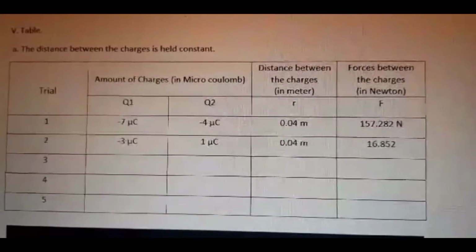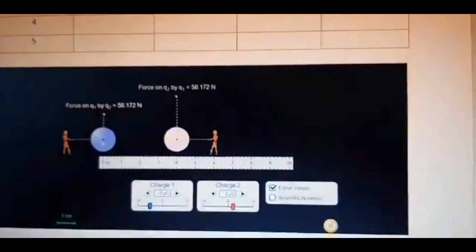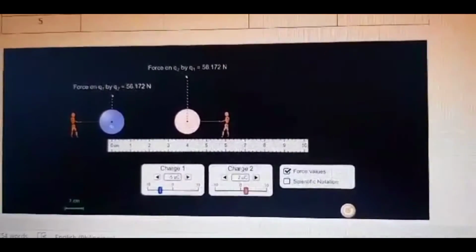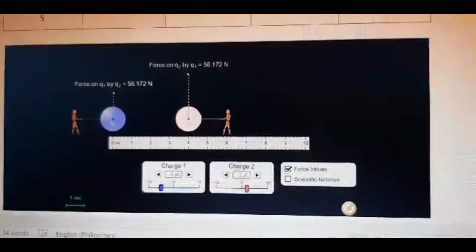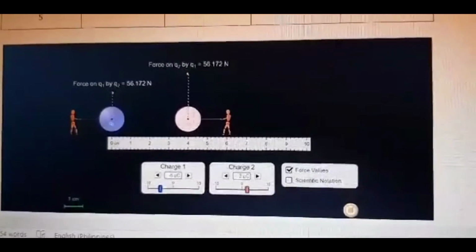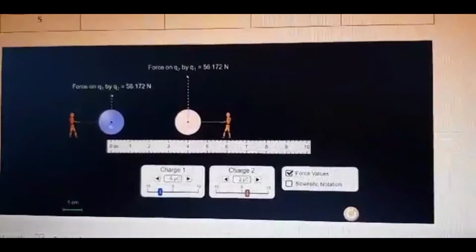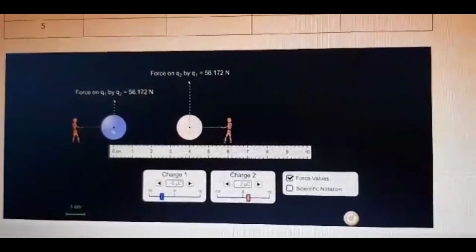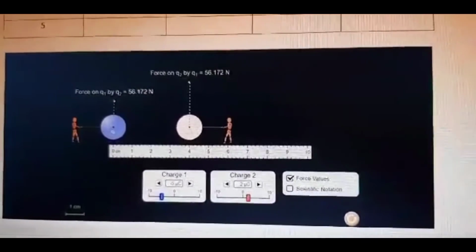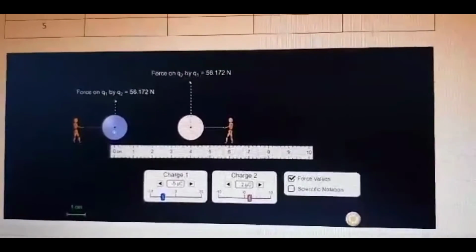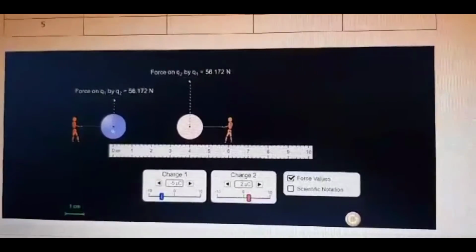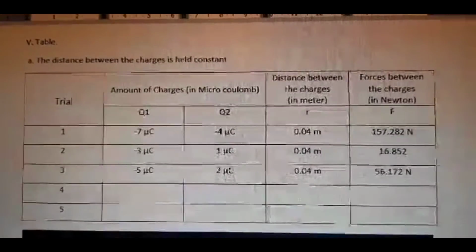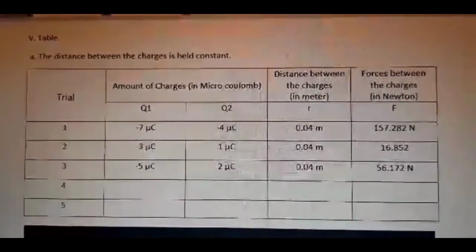For our third trial, this is our third diagram. As you can see from the diagram, Q1 is negative 5 microcoulomb and Q2 is positive 2 microcoulomb. And still, our distance is 0.04 meters. And for our force value, it is 56.172 newtons.